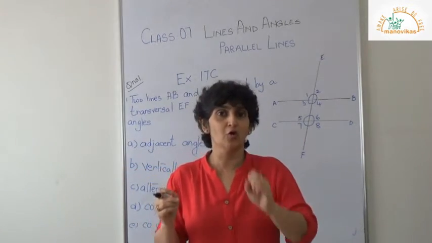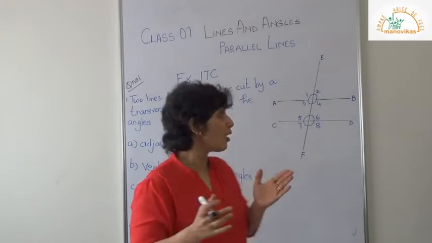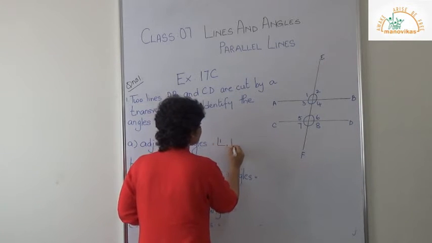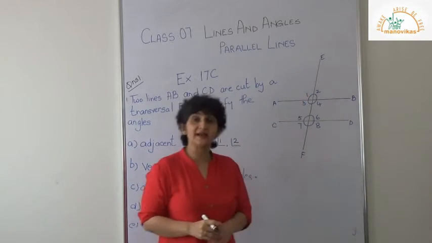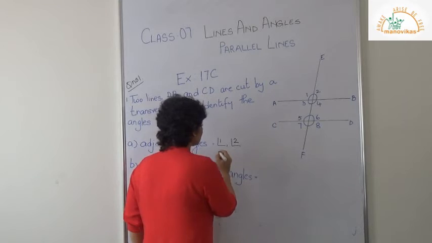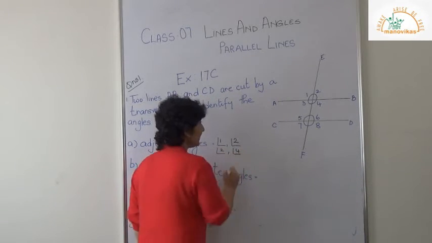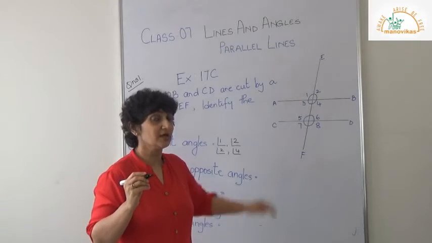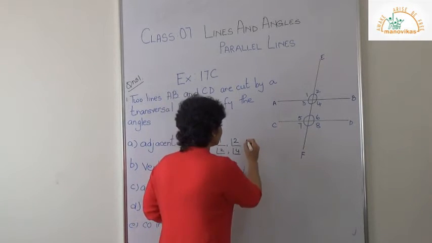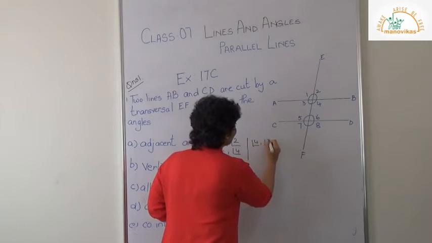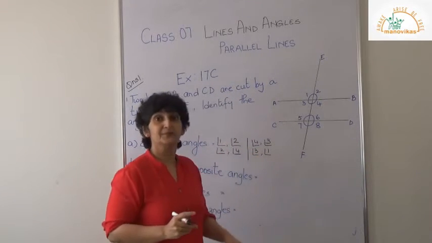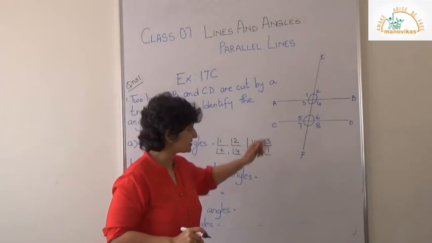Now, you already know adjacent means next to one another, like angle 1 and angle 2. These are adjacent to each other. Correct? Can you tell me which are the others? Angle 2 and angle 4. This is also adjacent to one another. I'm sure by now you have understood. Then I have angle 4 and angle 3. And in the same way you have angle 3 and angle 1. Correct? These are all adjacent angles.